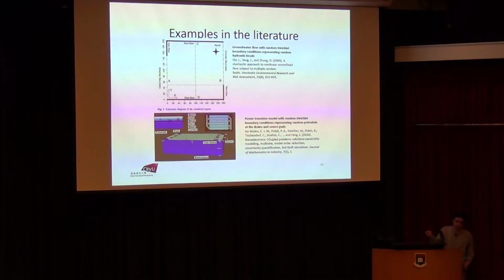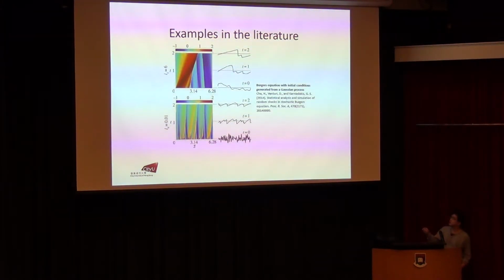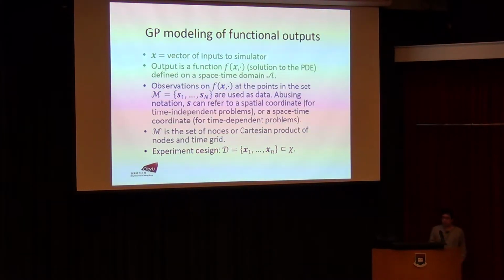There are some other examples you can find in the literature where the authors are interested in quantifying uncertainty in differential boundary and initial conditions, like the groundwater flow model, the spiral transistor model, and the Burgers equation. So I will now mention some existing Gaussian process emulators that can be used to predict functional outputs like PDE solutions.